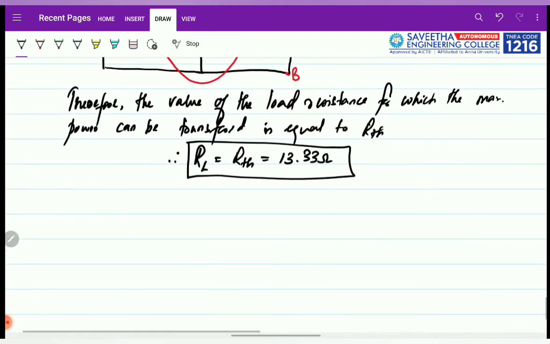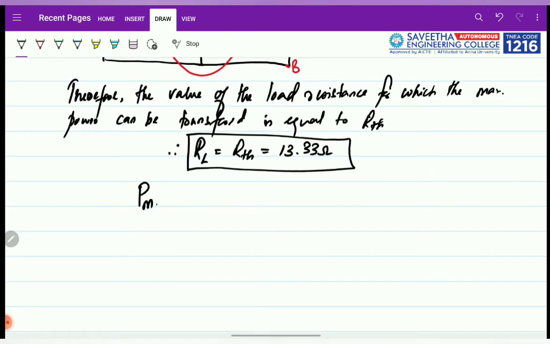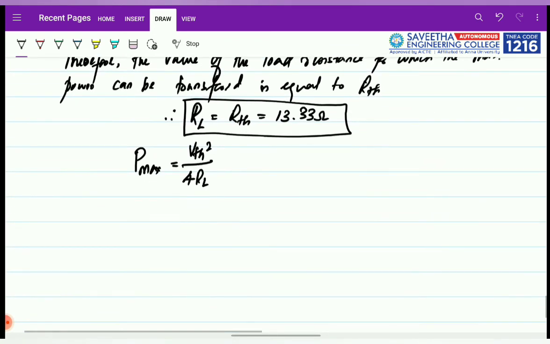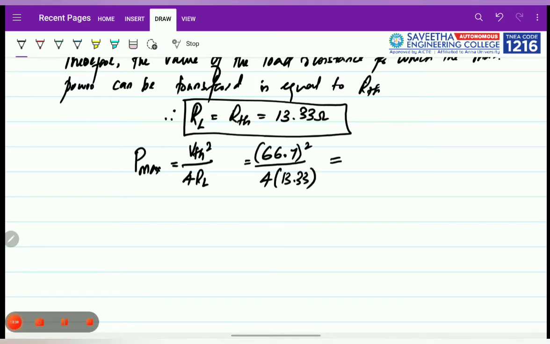Later they have asked you to find the maximum power, that is P maximum. The formula is VTH square divided by 4 into RL or RTH. So in this case we should also know what VTH is. Since this is the same problem, in the last problem we had the value of VTH as 66.7. I am going to take the same value, 66.7 squared divided by 4 into the RL value, 13.33. So let us calculate this.